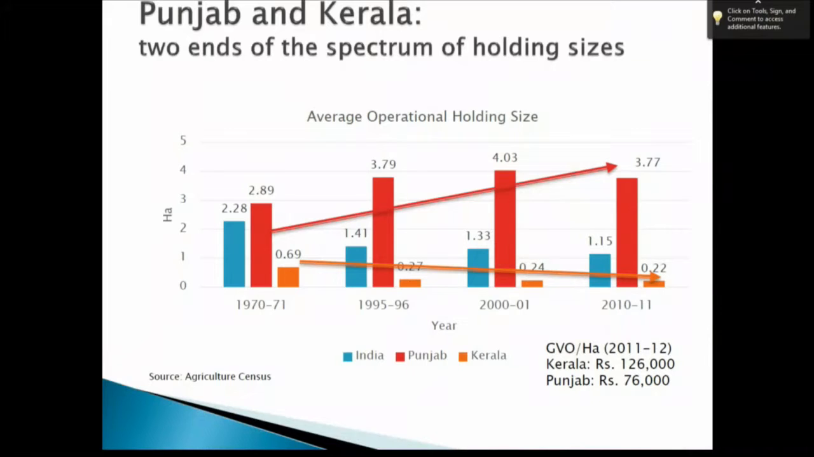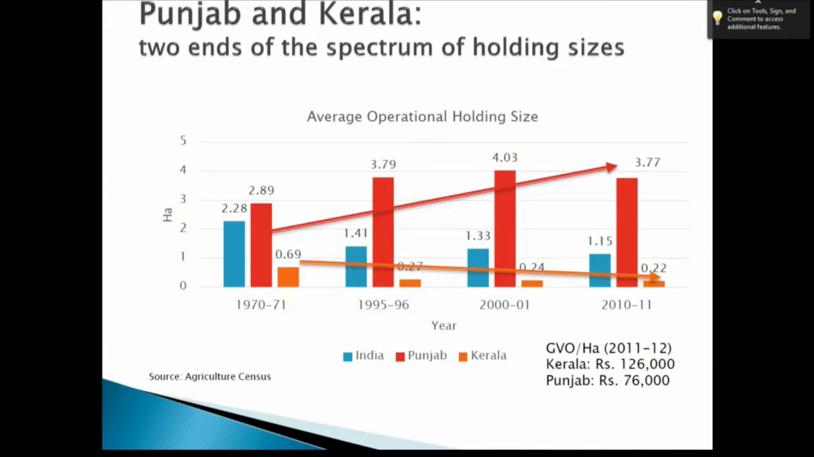I bring this to you, why? Because I take it up from Professor Kuhn's presentation: small may not be beautiful necessarily. Here the example is two extreme states, Punjab and Kerala. And I say extreme in terms of their land holding sizes at the moment. Punjab and Haryana are the states which have the highest average land holding size at the moment, 3.8 hectares. Kerala is on the other spectrum with 0.22.